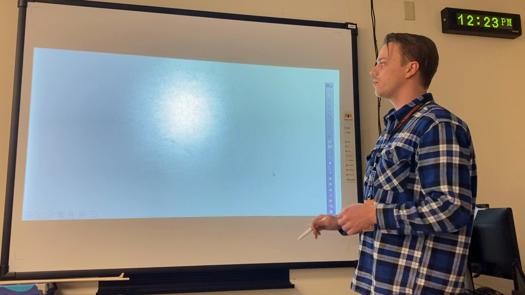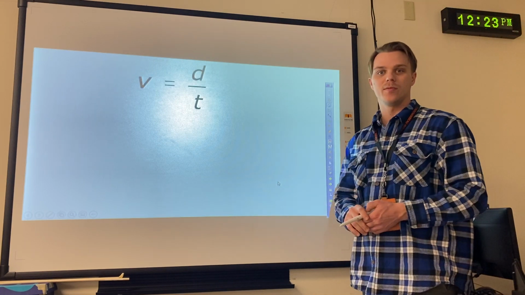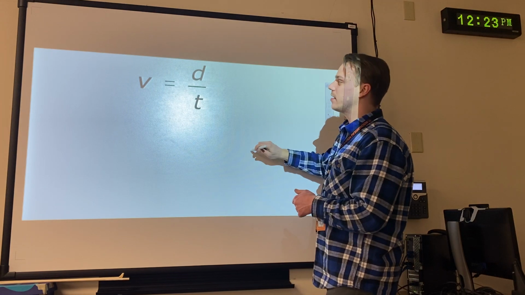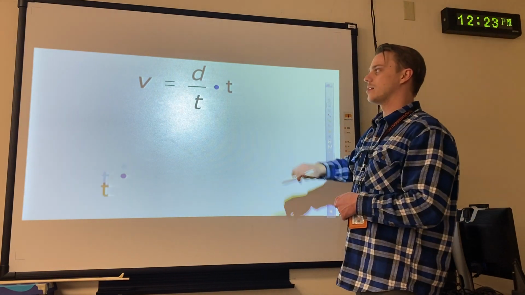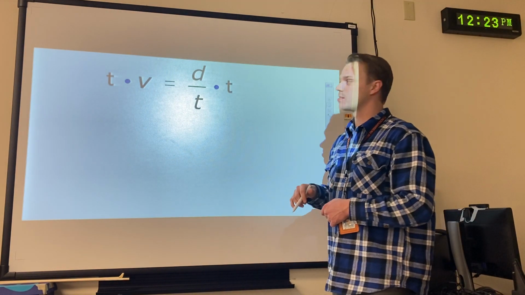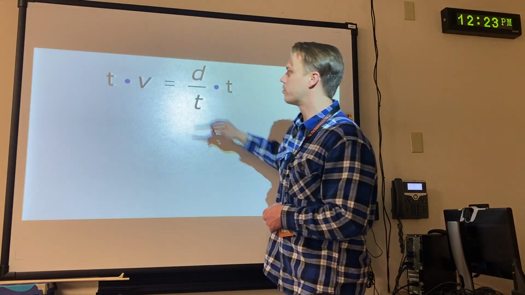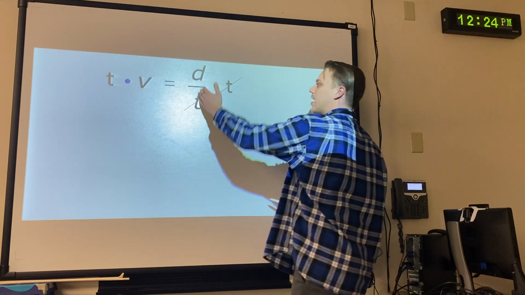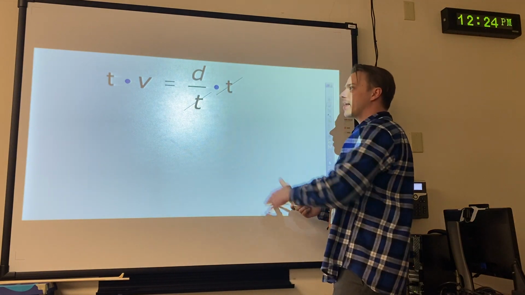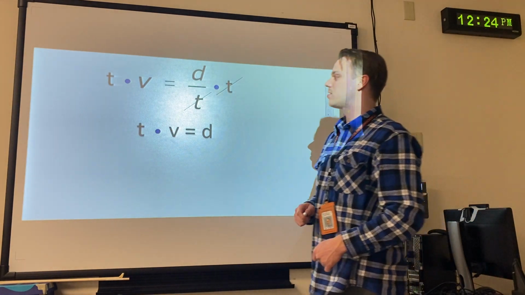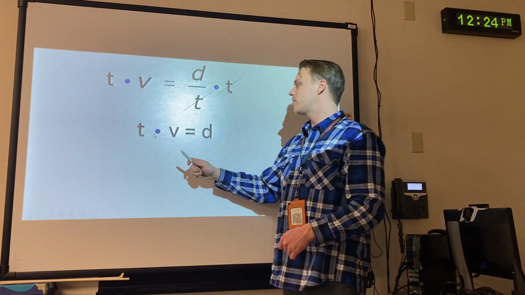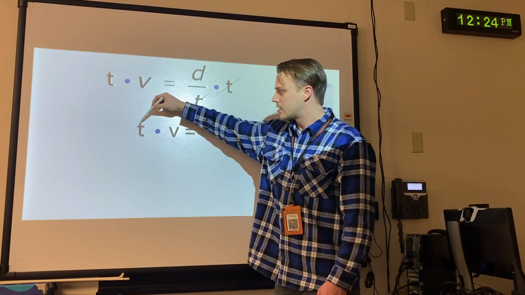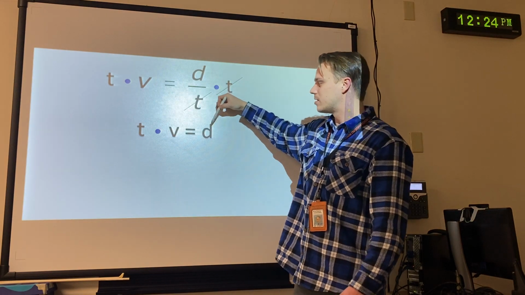So how do we solve using the velocity formula? Remember, if we divide by time, to get it to the other side, we need to multiply by time on both sides, right? So on both sides of the equal sign, we need to multiply. That cancels out the t on this side because we have a divided by t and we have a multiply by t. That cancels out. So we end up with this simple formula: time multiplied by velocity equals distance.